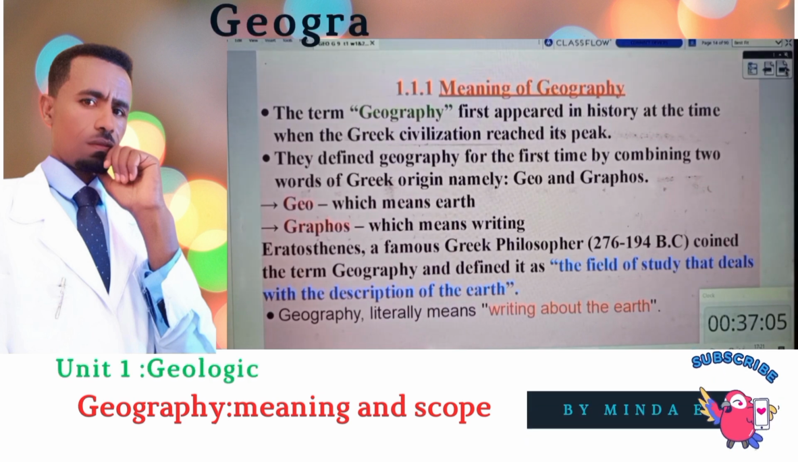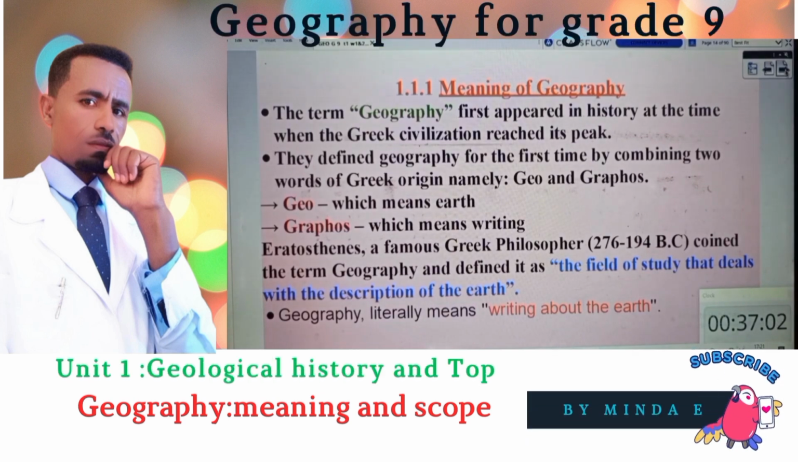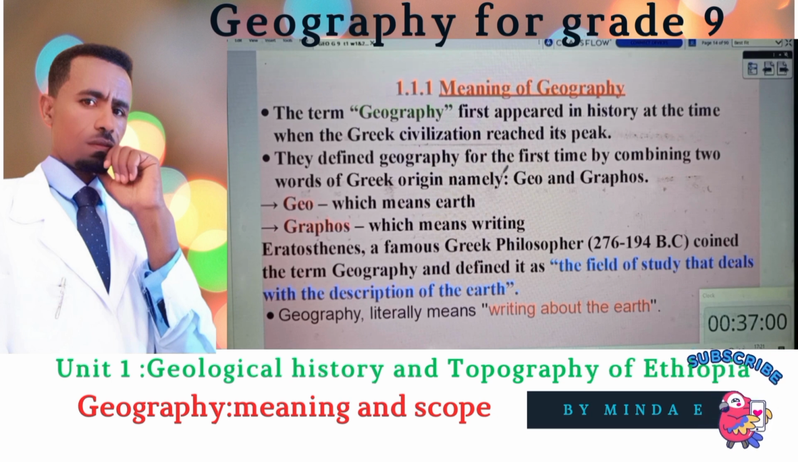Now let us start defining the meaning of geography. What is geography? The term geography first appeared in history at the time when the Greek civilization reached its peak.